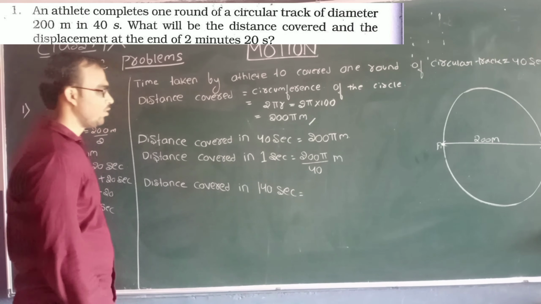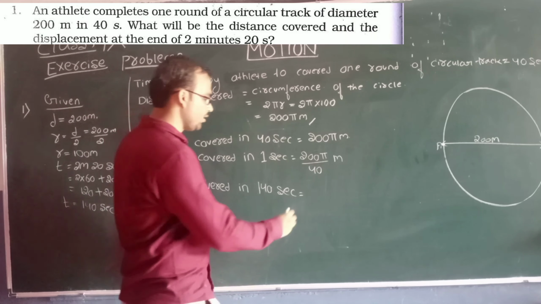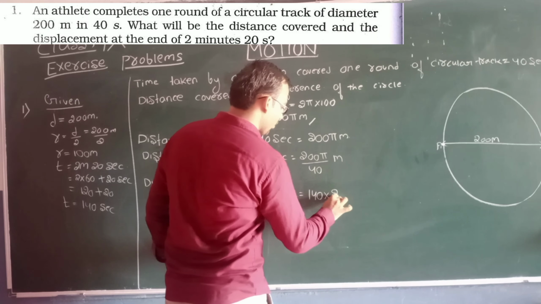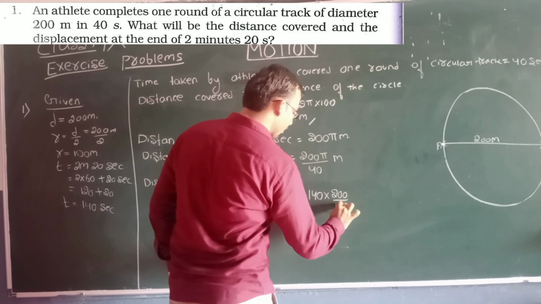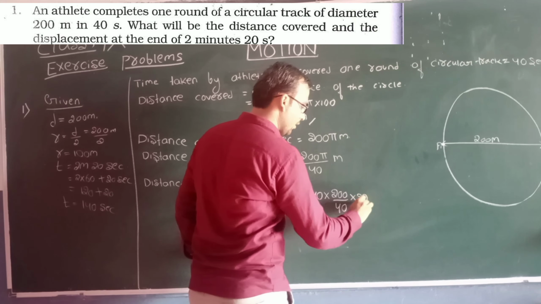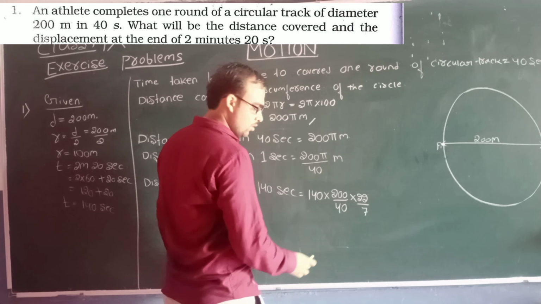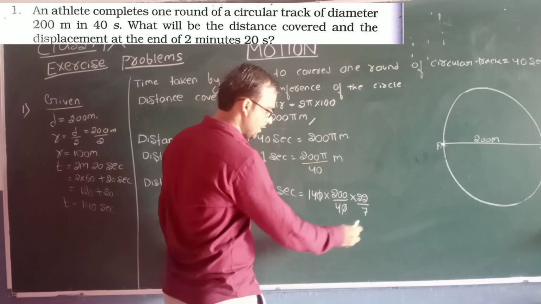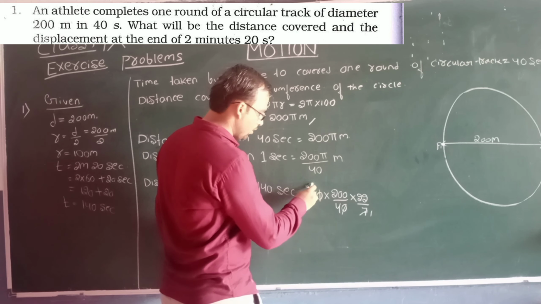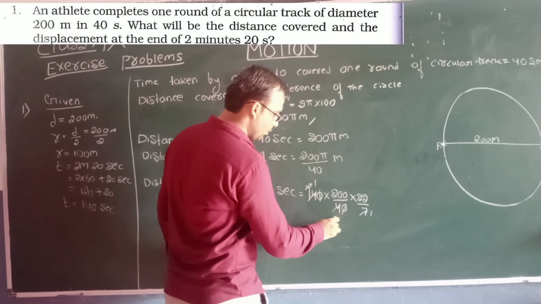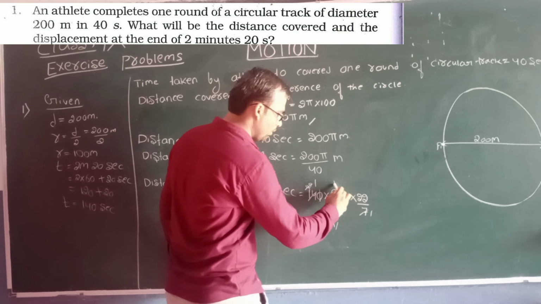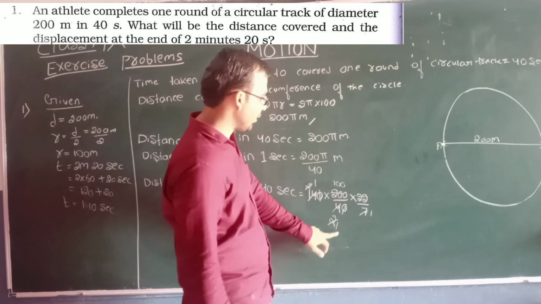Okay, so distance covered in 140 seconds is equal to 140 into 200 by 40. Now we will substitute the value of pi here, that is 22 by 7. Okay, so now the 0 gets cancelled. 7 1s are 7, 2 1s are 2, 2 100s are 200.